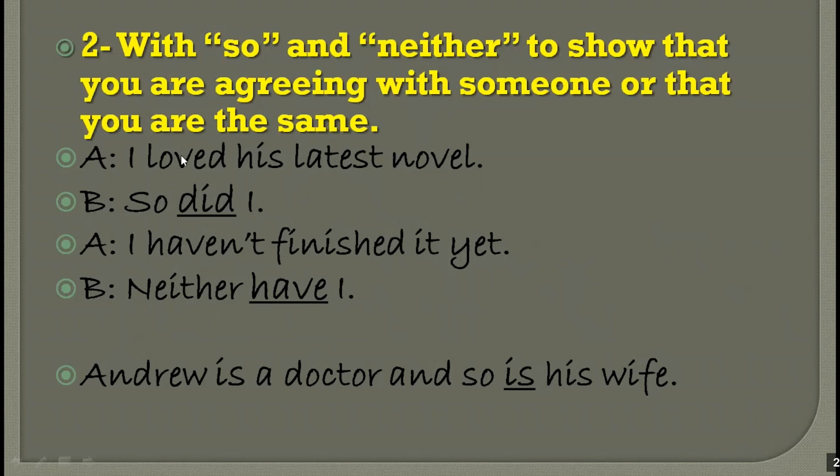We use so when the sentence is affirmative. We use neither when the sentence is negative, haven't. This is how it works. But in both situations, we're using it to agree with what someone is saying. Andrew's a doctor, and so is his wife. So he is a doctor, and his wife is also a doctor. We use so for this situation.